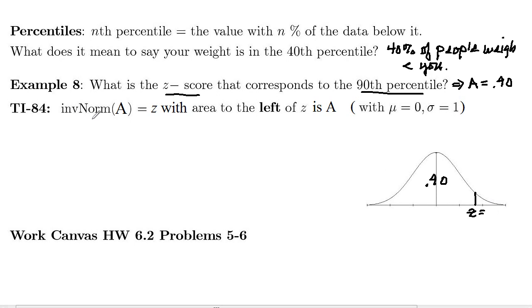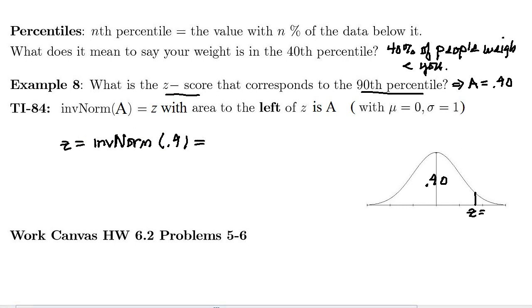Well, that's where inverse norm comes in on your calculator. So inverse norm, you plug in an area or probability, and it gives you the z-value with the area to the left of that z equal to a. So this number that you're plugging in here, and that's with mean 0 and standard deviation 1. If you want to change these, then you have to fill in more entries in inverse norm. But here, we want the z-value with 90% of the area to the left. So that z-value is going to be inverse norm, and then our left area is 0.90, so 0.9.